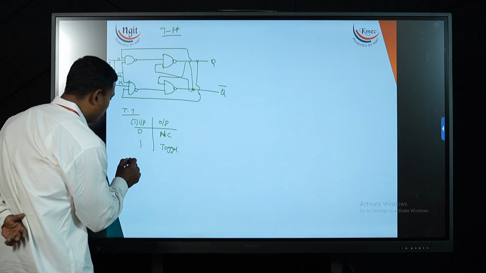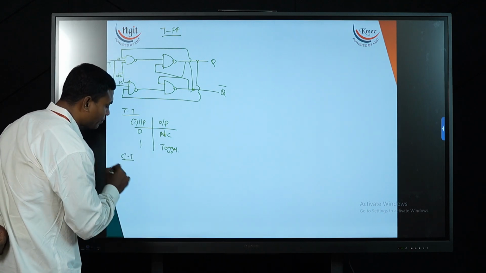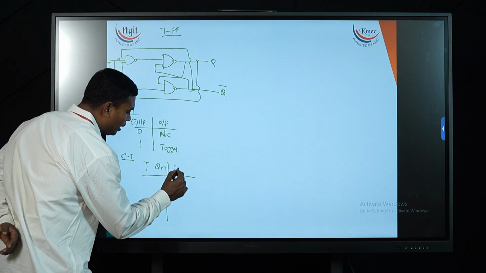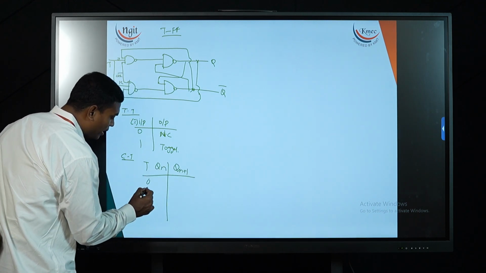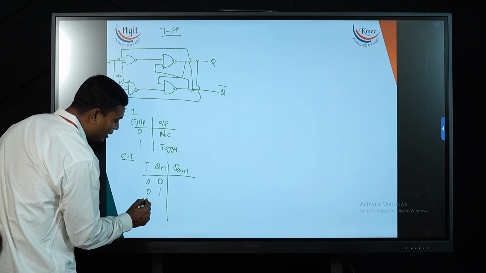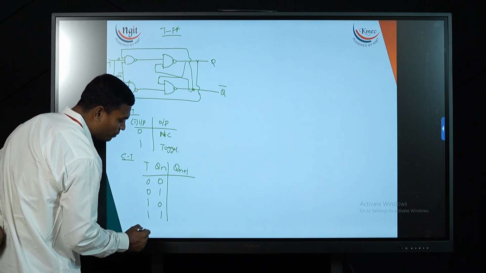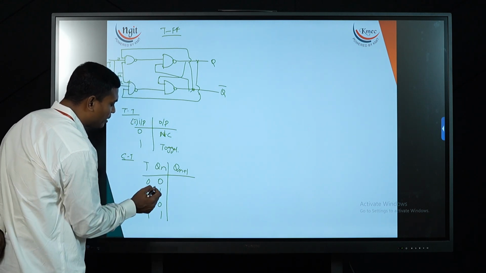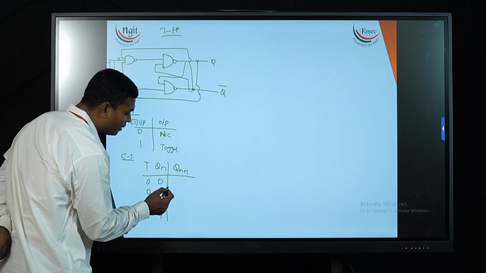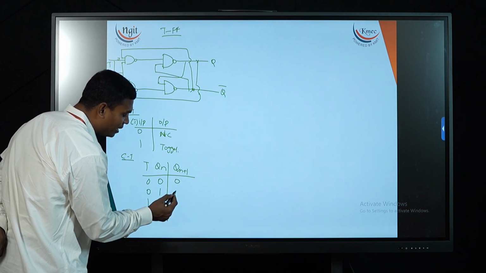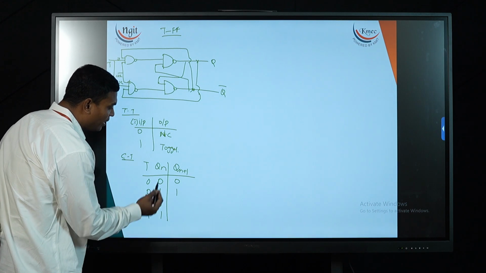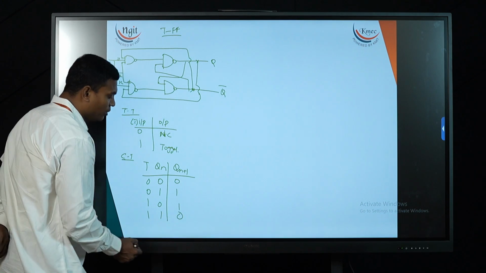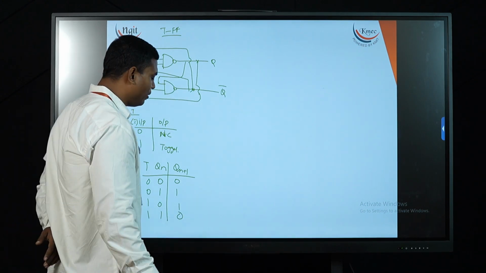Next my characteristic table, that is T along with my present state and next state. T can be 0 for present state 0 or 1, T can be 1 for my present state 0 or 1, right? For 0 it is no change, means irrespective of whatever the present state, the same will be my next state for this particular thing. For 1 it is toggle, if it is 0, it is going to be 1, if it is 1 it is going to be 0. So this is my characteristic table for my T flip flop.